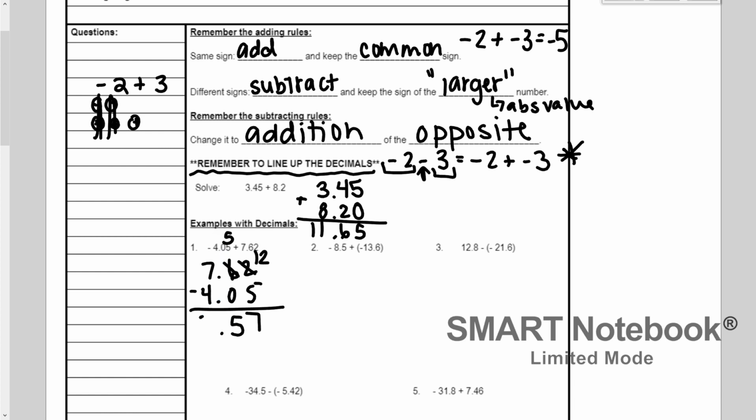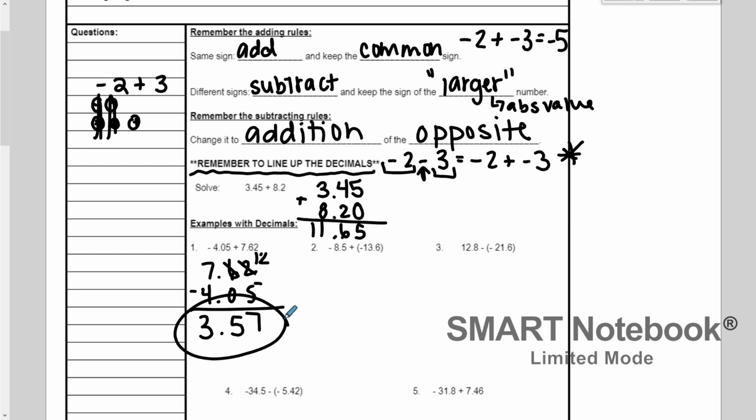7 minus 4 is 3. We look back up to our original number. Which one of those was larger? The 7 was larger, the 7 was positive, so our answer is a positive 3.57, or 3 57/100ths.